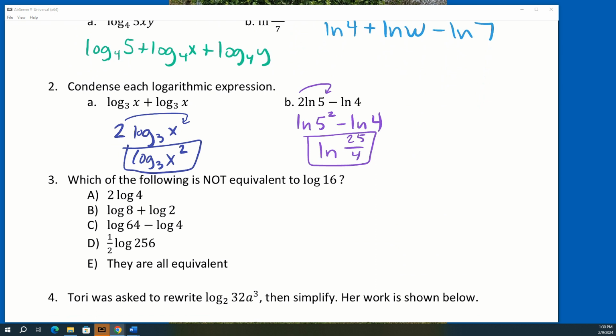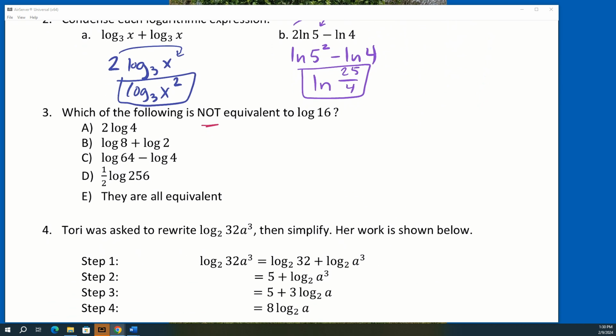And then the next one wants us to figure out which one is not equivalent to log of 16 or it's possible they're all equivalent. So you guys look through those and you decide which one is not equivalent using the properties. And you don't have to use the log button in the calculator. You could just move that to a power and see if 4 squared is 16. If it is, then it's equivalent. You can just multiply those and see if it's 16. If it is, it's equivalent.